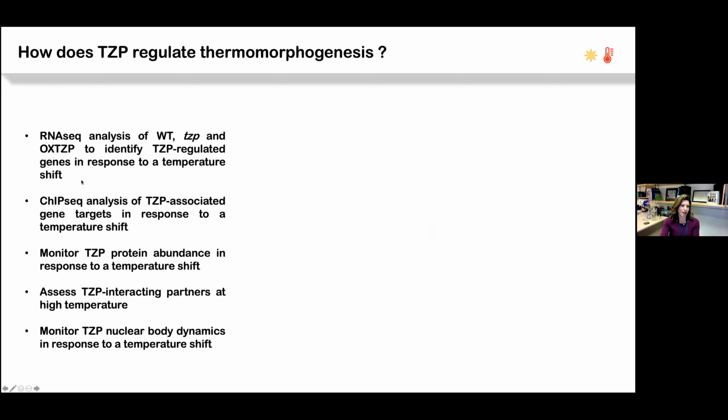So of course, currently we're doing RNA-seq analysis to identify TZP regulated genes in response to a temperature shift, and also we will perform ChIP-seq analysis of TZP associated gene targets in response to a temperature shift. And of course, we're also very interested to monitor what is the effect of temperature on TZP protein abundance, as well as localization and interacting partners.